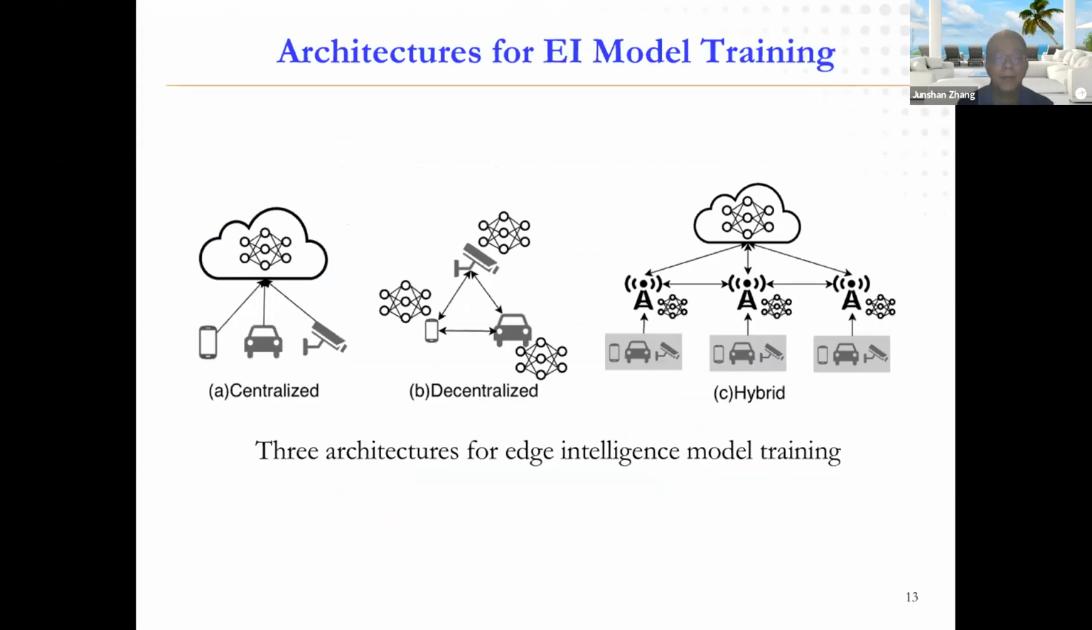For model training, there are different architectures that can be used. For instance, it can be centralized, done at the network or at the edge server, or it can be done in a decentralized manner. The training can be done on devices, for instance, or it can be a hybrid between the two.